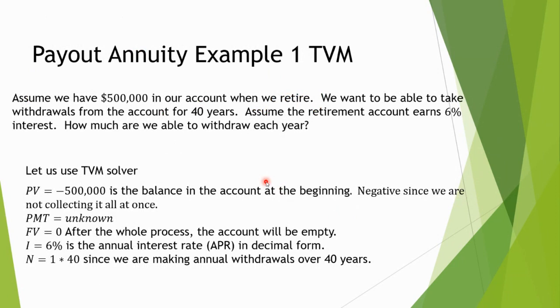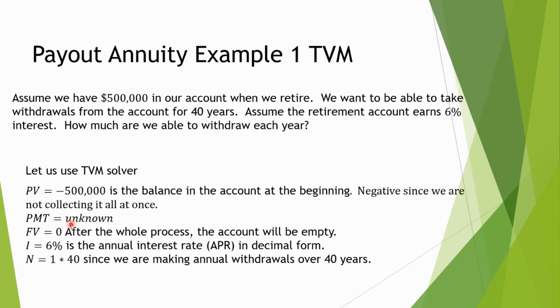Now, as I said before, we could use that TVM solver to solve these problems. That's what I'm going to do now. It's the same problem as before, but we're going to use the TVM solver. So remember, our PV is the initial balance. It's negative, though, because you could think of it as being in the account. We're not collecting it at once. Even if you made it positive, I'll show you what would happen. When we make it negative, you could think of it as an outflow because money went into the account.